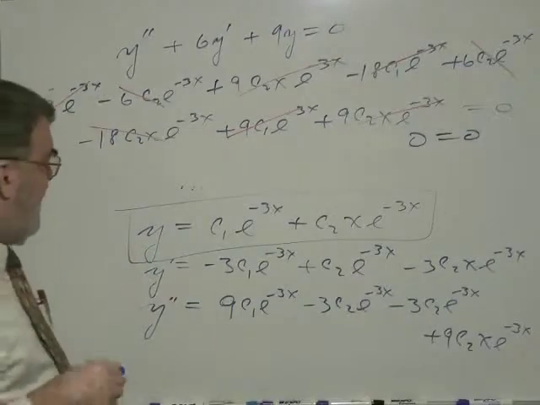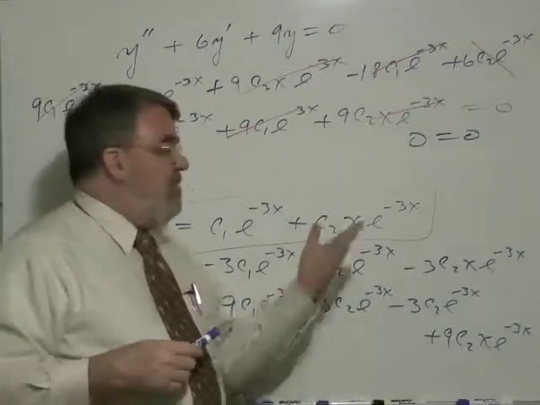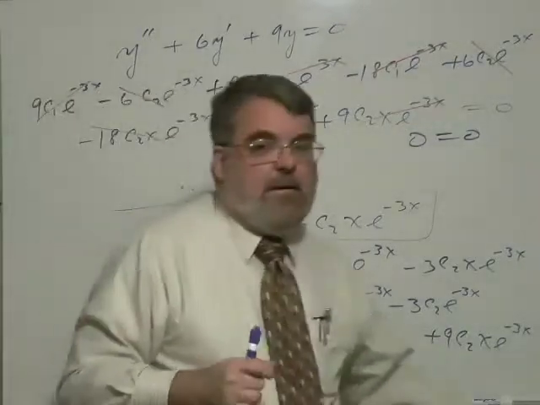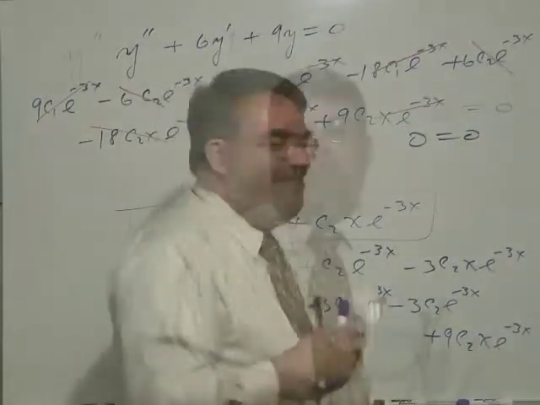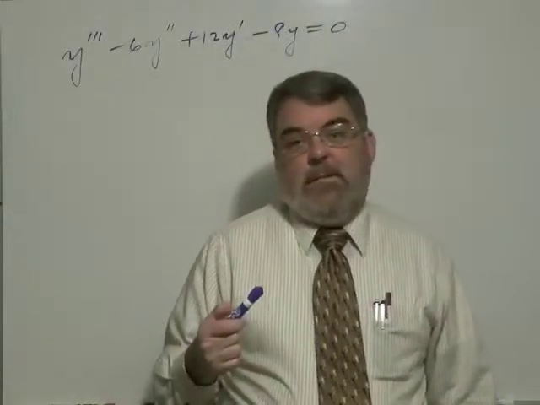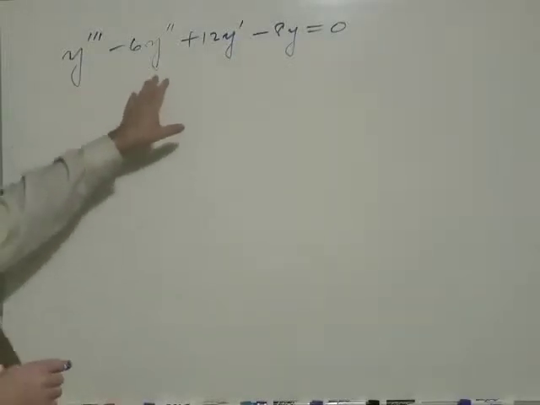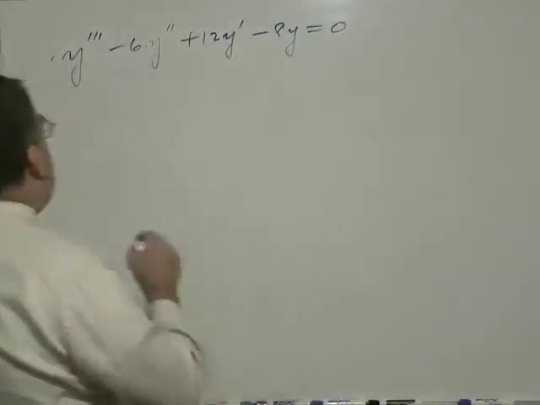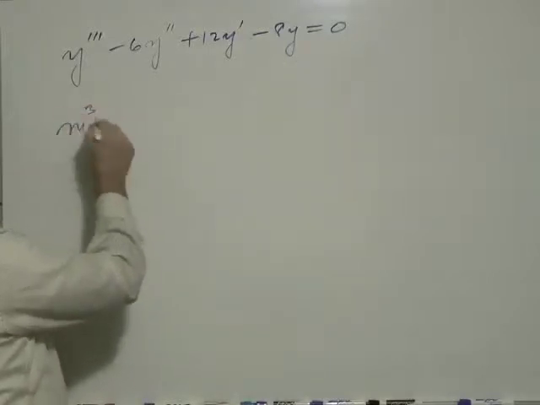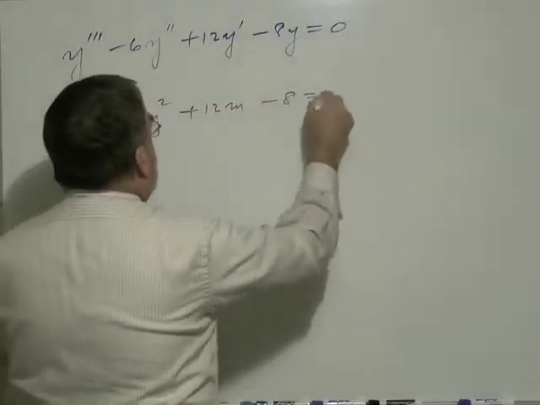But the idea is that, and we're going to see this again, with repeated roots, it turns out we'll just throw another x in there. So let me quickly give you a very fast example with 3 roots. Just to reinforce the point about repeated roots, here's a third order homogeneous differential equation with constant coefficients. y triple prime minus 6y double prime plus 12y prime minus 8y equals 0. The characteristic equation is m cubed minus 6m squared plus 12m minus 8 equals 0.